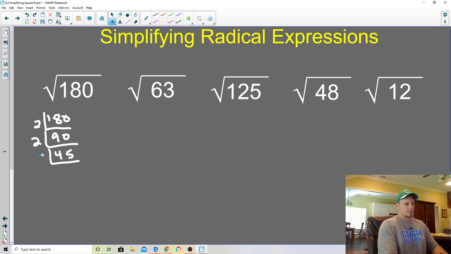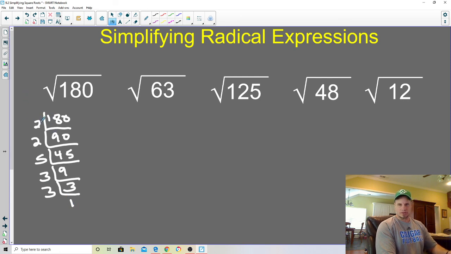We're going to use 5. 5 goes into 45 9 times. 3 goes into 9 3 times. And then 3 goes into that 1 time. So we go until we get the 1 at the bottom. Now what you're going to do is circle the pairs of numbers that you have. We have a pair of 2s, and I circled that terribly, but that's what we have. We have a pair of 3s.